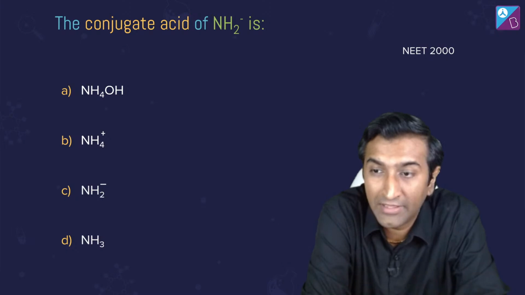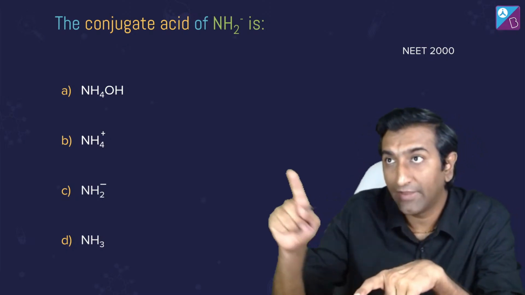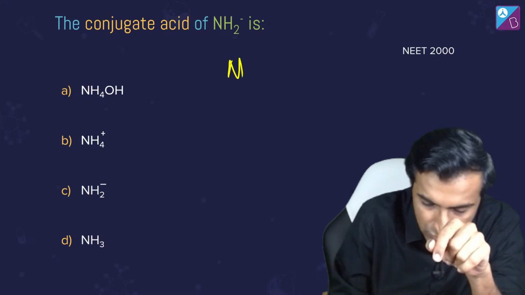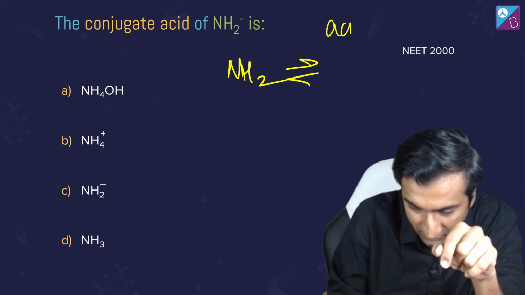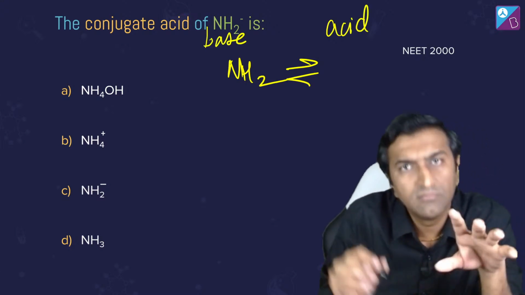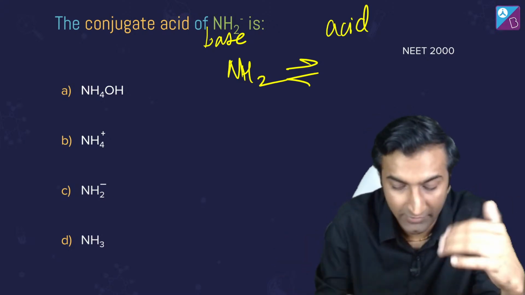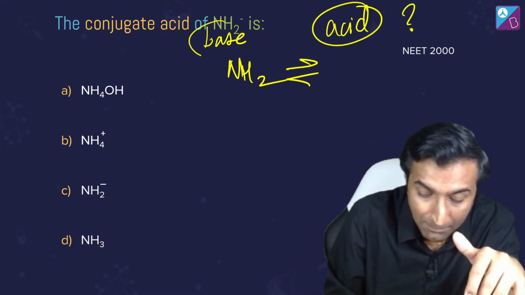ये नीट में पूछा गया 2000 में. चलो, I'll make this question easy for you. Conjugate acid of NH2 minus. NH2 minus के साथ कुछ होता है, वो बनता है एसिड. ठीक है? अगर ये एसिड हुआ तो मतलब ये वाला हुआ बेस. For starters, it's good to write this. I want to know what the acid is. But उसके लिए अगर ये एसिड है तो उसका पेयर बेस होना चाहिए.